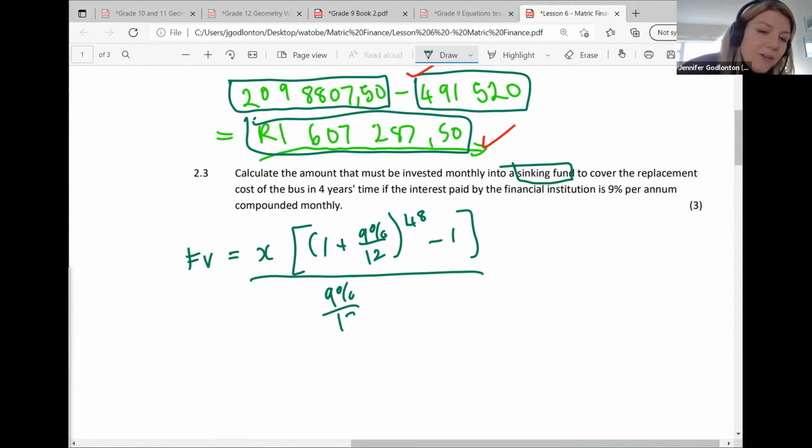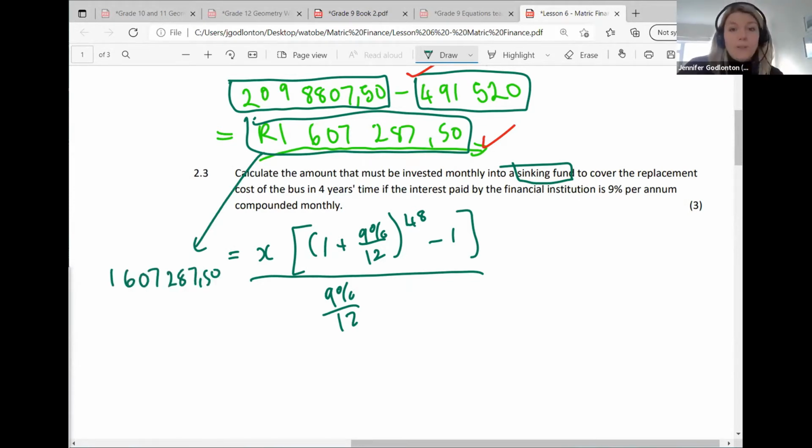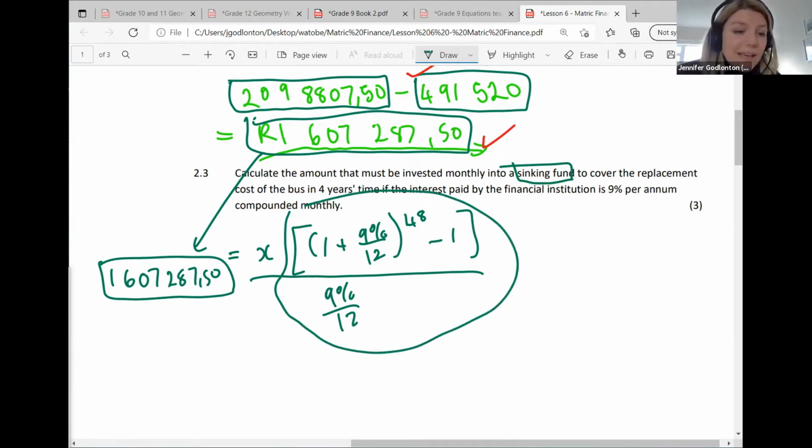And our future value is what we need, and that's this value over here. So the 1,607,287.50. And we've done quite a few of these questions now. So again, you would say this value on the left divided by all of that on your calculator, and you should get an answer of X is equal to 27,942.76. So well done to those of you who got to that point.